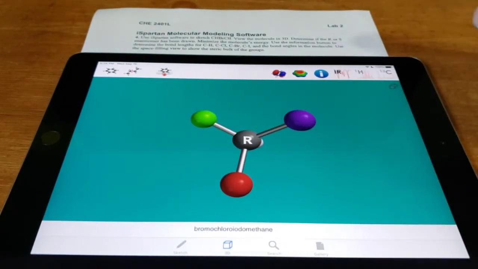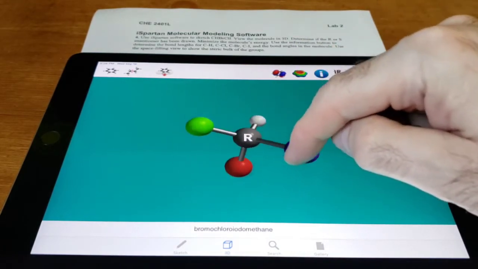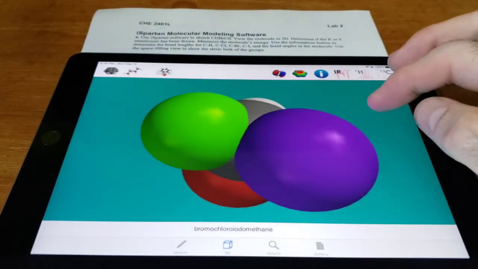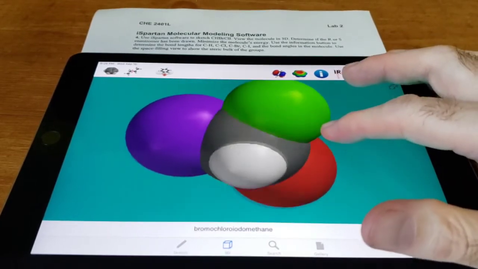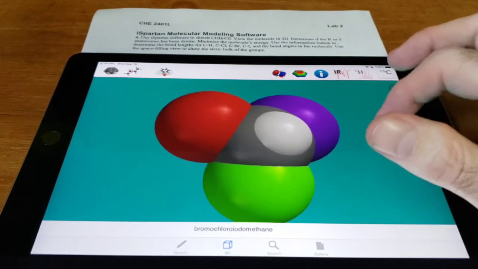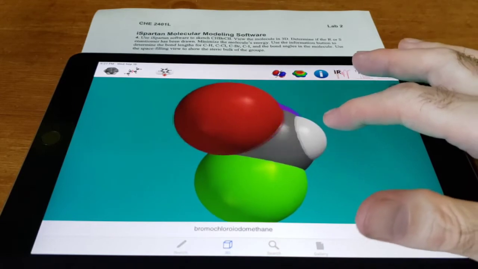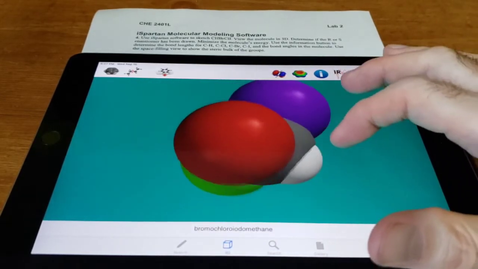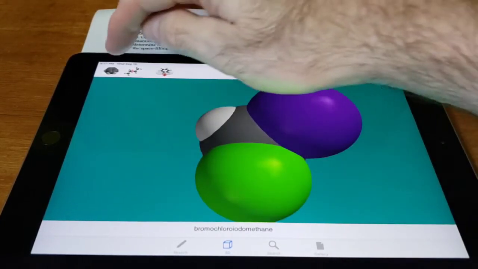I can do a couple of other things. This is a space filling representation that shows how much each of those atoms actually occupies space. And you can see that the iodine there in purple is huge, and the bromine in red and the chlorine in green taking up significantly more space than a carbon to hydrogen bond right here.